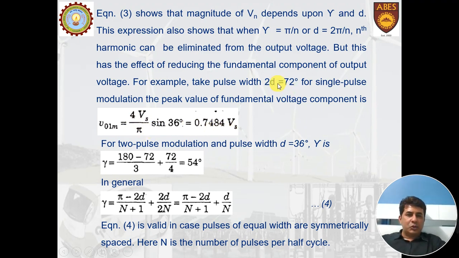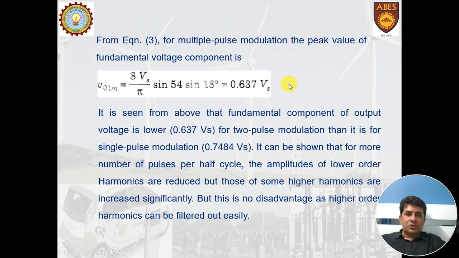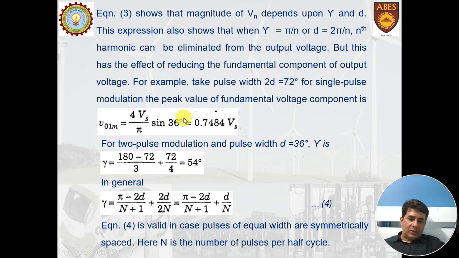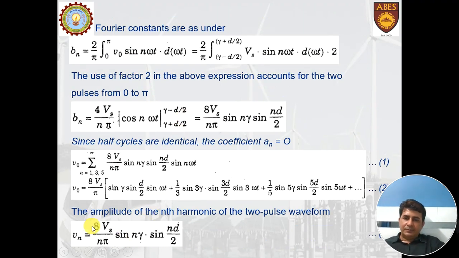Now for the same 2d of 72 degree, if we wish to find the peak value of the fundamental voltage component for two pulse modulation, this is the formula. If we keep the value of n as 1, we get the fundamental component. If we keep n as 3, we get the value of the third harmonic. If we keep n as 5, we get it for the fifth harmonic, and so on. So we are keeping it at 1, giving 8 Vs upon pi sine 1 into gamma.